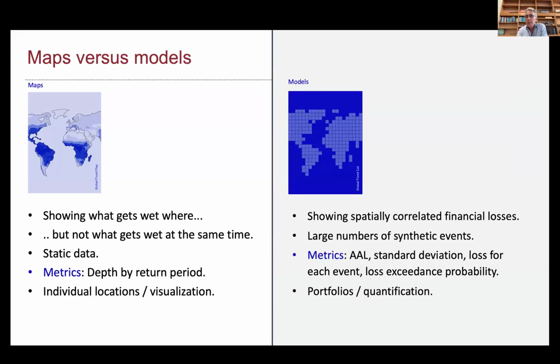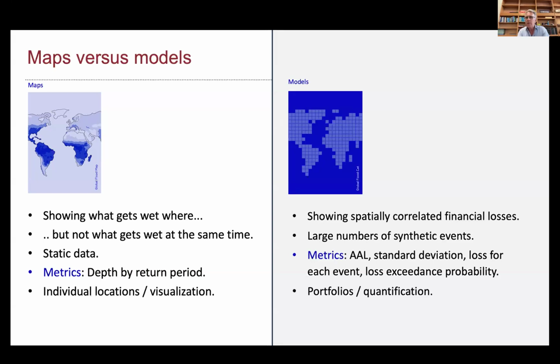Often what we want to do when we're thinking about risk, and particularly risks for the insurance sector, is to look at spatially correlated financial losses. So what's the worst loss that a particular country or company could experience in a given year for a given territory? And here we have to do something slightly different. Here we need to simulate large numbers of synthetic events. And that's because we need these realistic spatial patterns of intensity within our events in order to look at anything more than average annual losses.